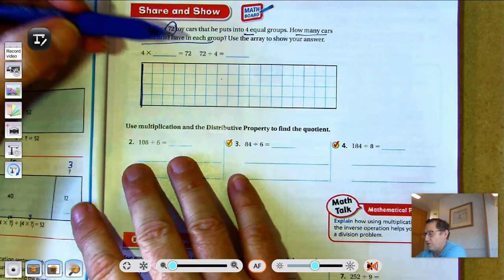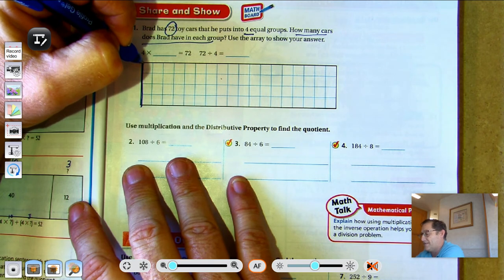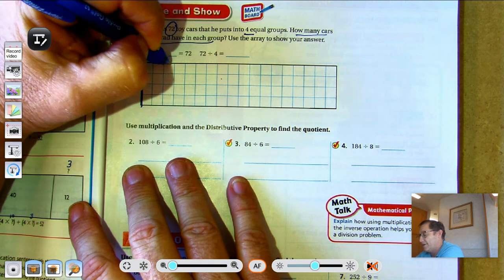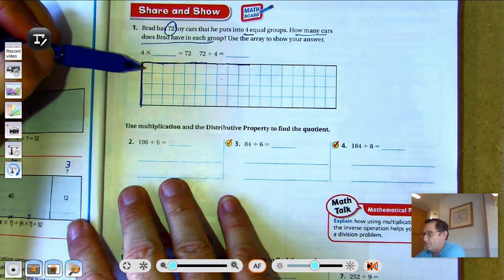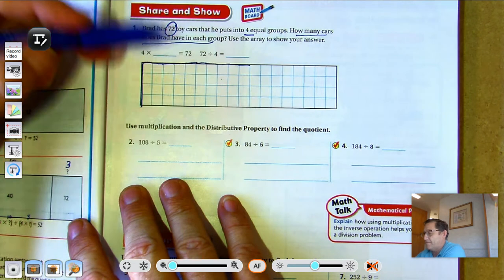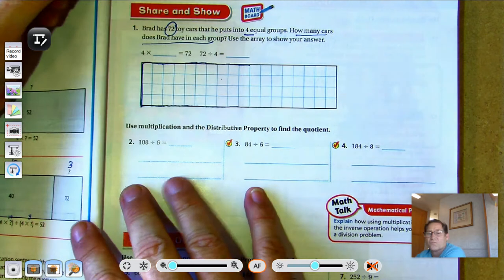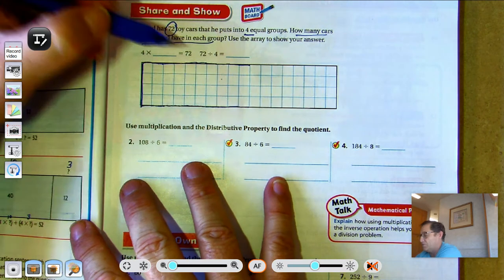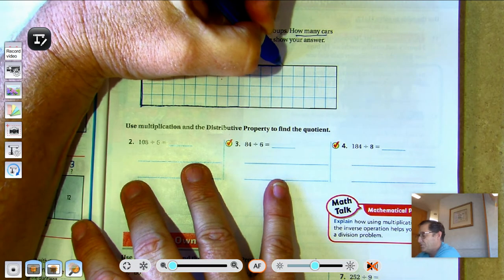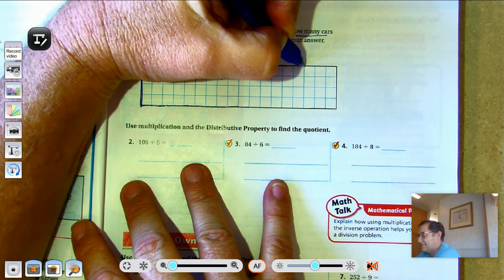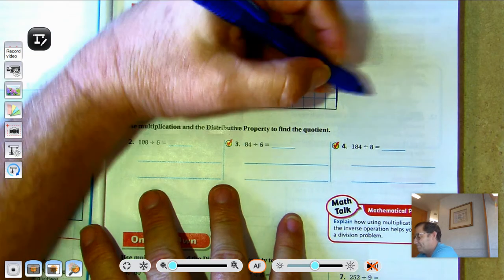Well, I know 4 times 10 is 40, so I'm going to go ahead and jump out to 10. Jump out 10, put 10 in each row for right now. 2, 3, 4, 5, 6, 7, 8, 9, 10. So 4 times 10 is 40, and we have to get to 72. So we're at 40, 44, 48, 52, 56, 60, 64, 68, 72. Well, that's the whole thing, right?